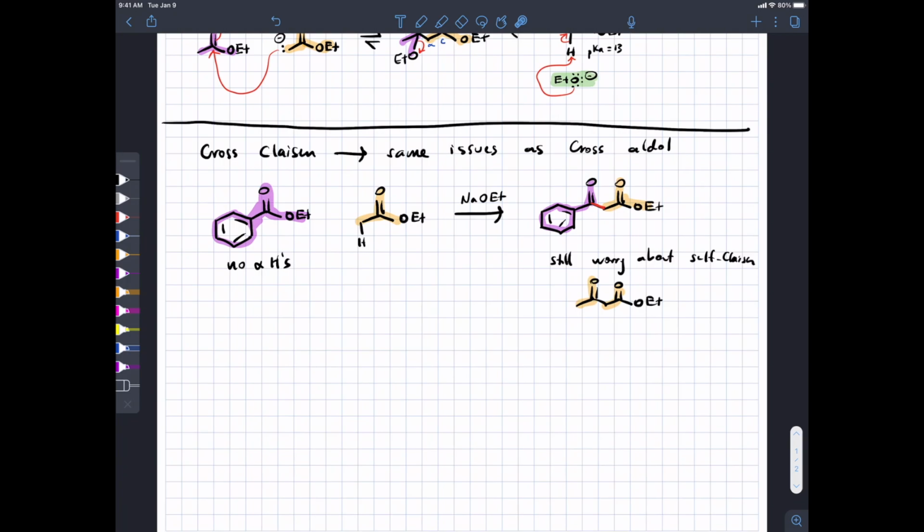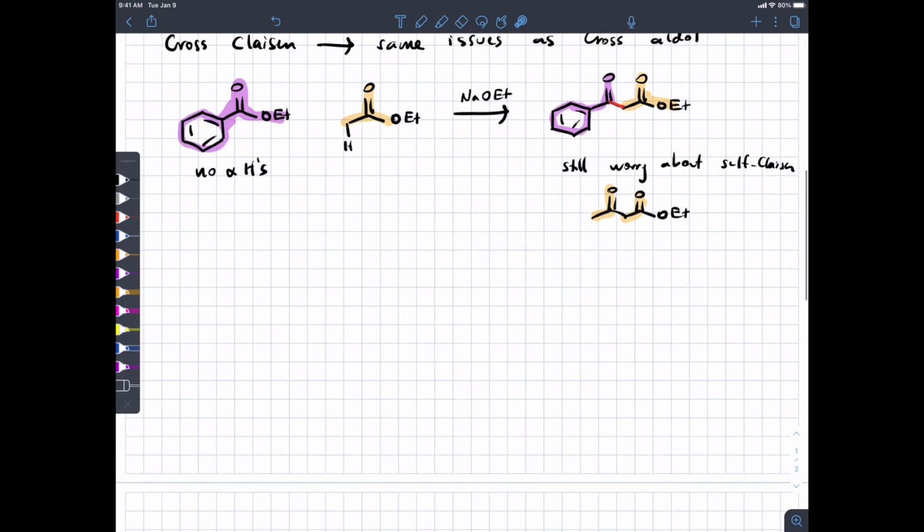Another example of a cross-Claisen would be to use an especially reactive electrophile. And I'm not even sure how we pronounce the name of this molecule. It is an ester, but it's also sort of an acid chloride, and it also has no alpha protons, so it must be the electrophile. And we'll use the same ester as our nucleophile. We'll use sodium ethoxide as our base.